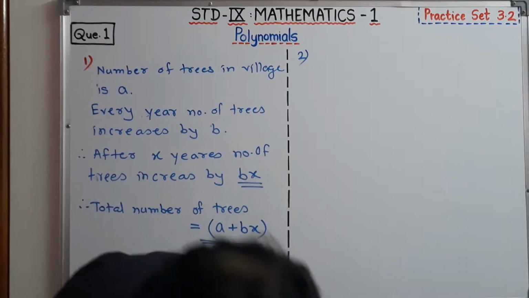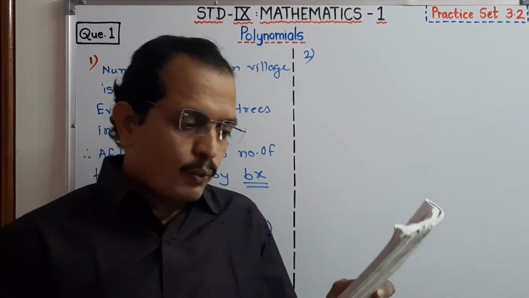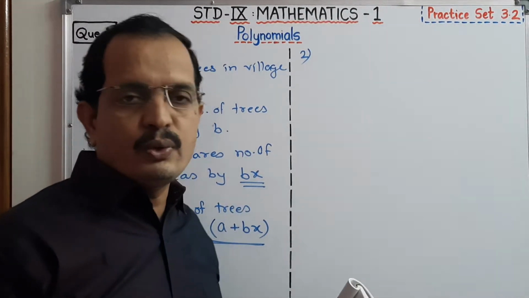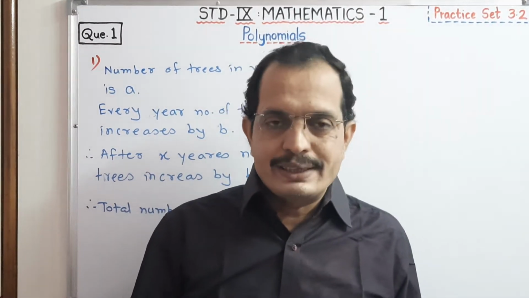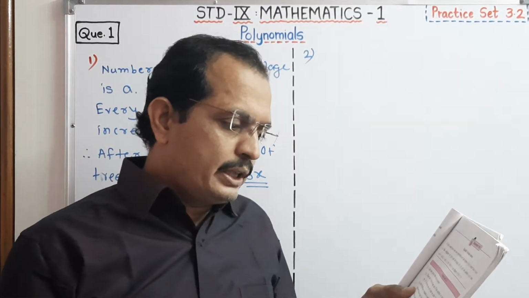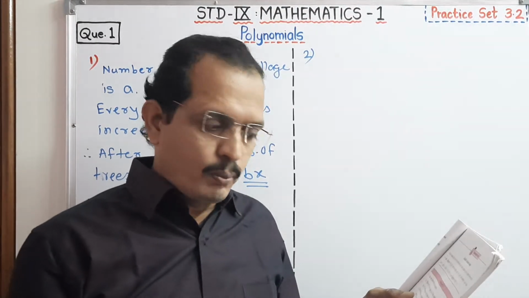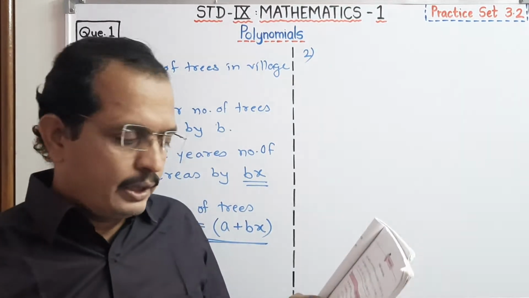What is given? See here. For the parade, there are y students in each row. All of you know that for a parade, students are arranged row-wise and column-wise. Therefore, there are y students in each row and x such rows are formed. Then how many students are there for the parade in all?